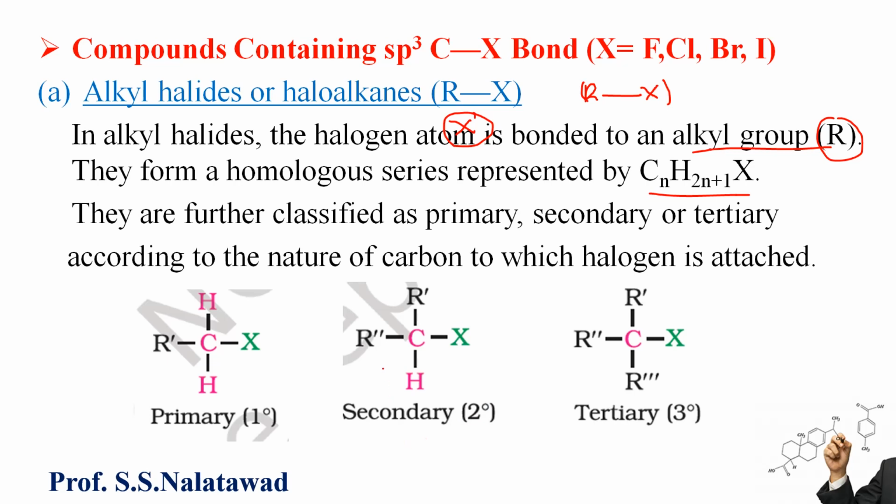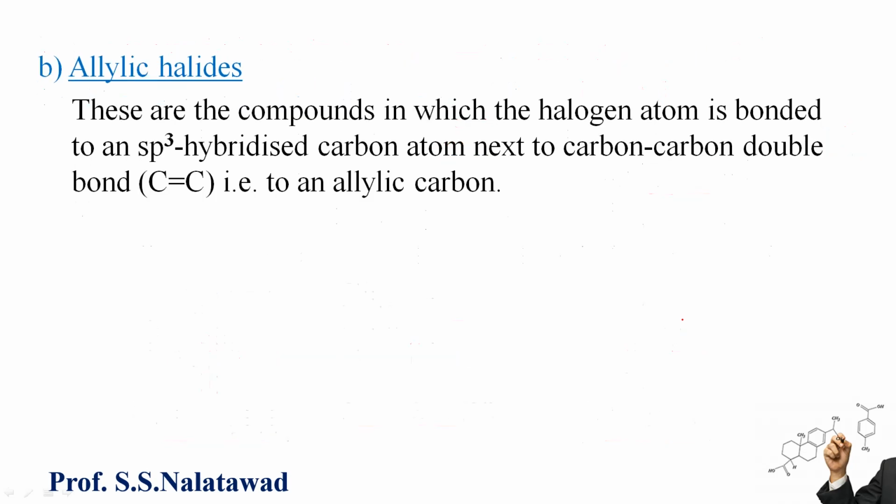In primary alkyl halide, one halogen is attached to this primary carbon, so it will form primary alkyl halide. In secondary alkyl halide, the halogen atom is attached to the secondary carbon atom. We get secondary alkyl halide. Similarly, in tertiary alkyl halide, here you can see the halogen atom is attached to the tertiary carbon atom. What we get? We get tertiary alkyl halide. And next type is allylic halides.